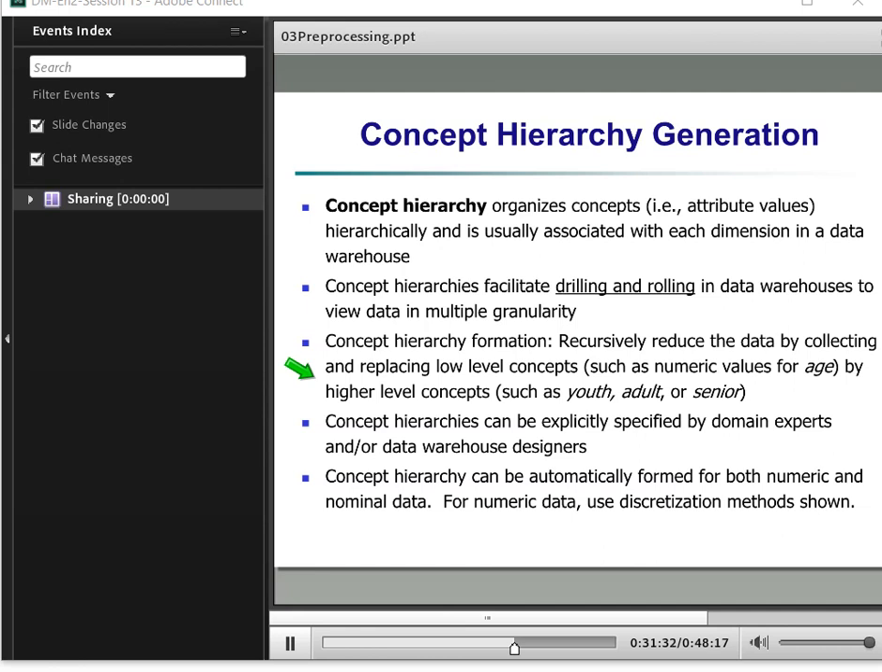Okay. One more important thing here is the concept of hierarchy.